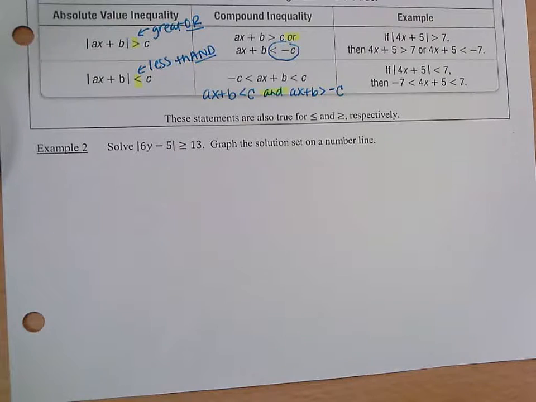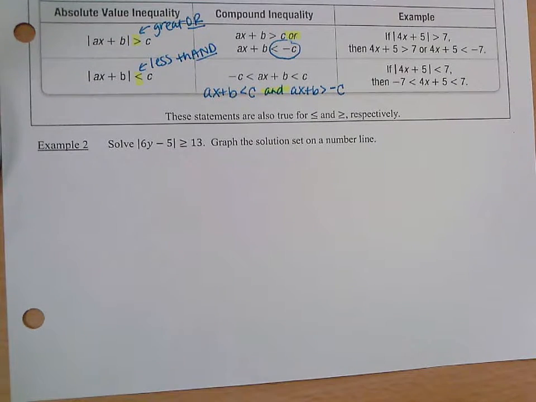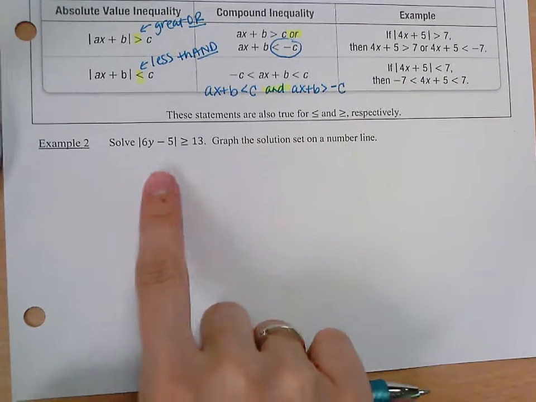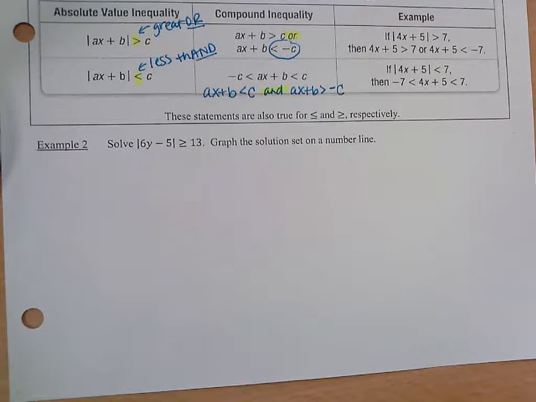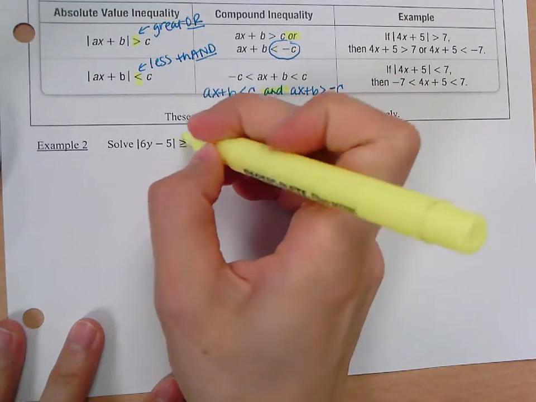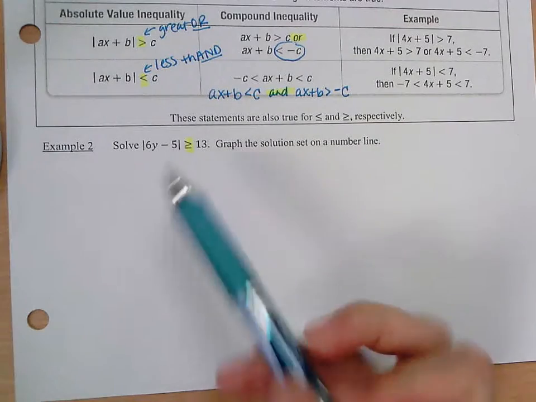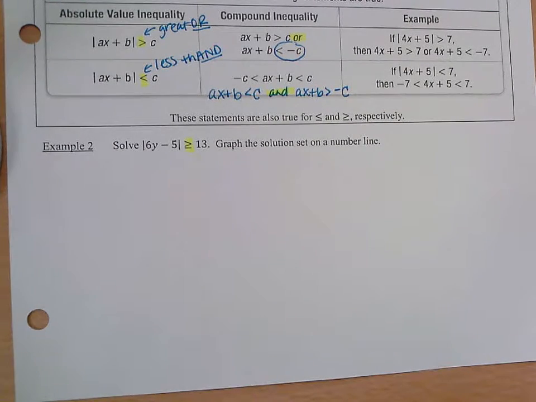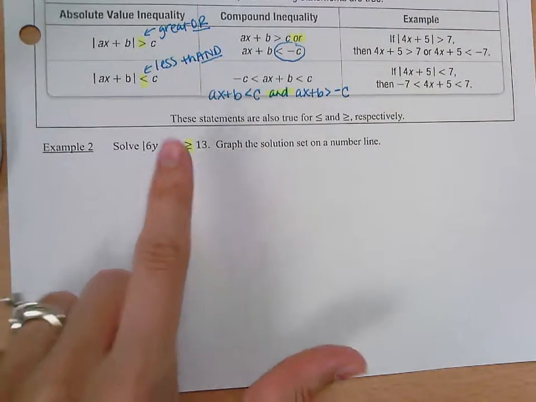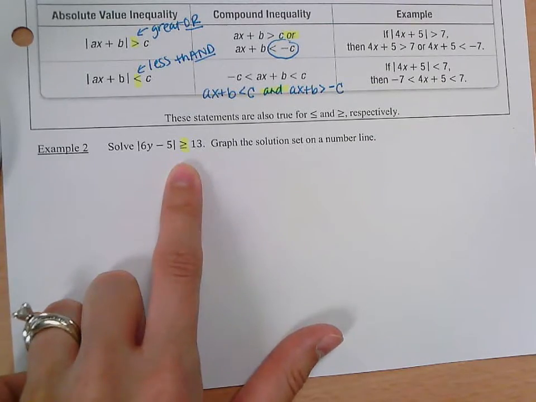That's the difference, is which one is joined by or, which one is joined by and it makes a difference which one you have. So if we look at example 2, absolute value of 6y minus 5 is greater than or equal to 13. So first of all, when I look at my inequality symbol, if I'm solving this, I know I need two cases. I see absolute value bars, so I always think two cases. I just need to know if it's or and, so which one would this be? Or.